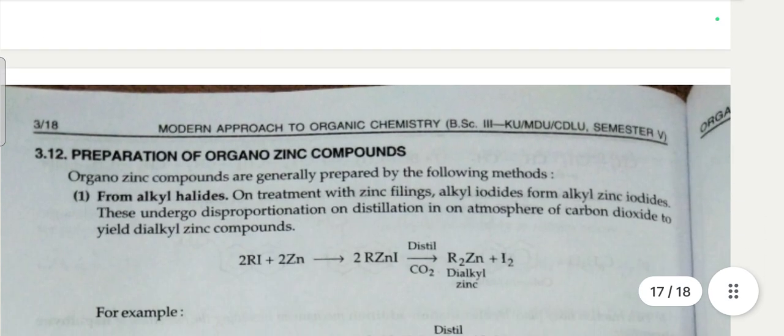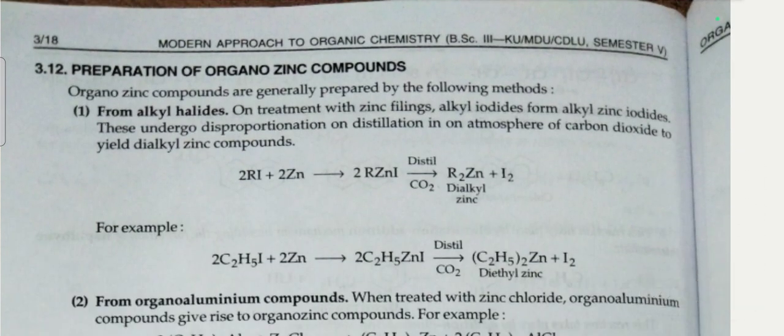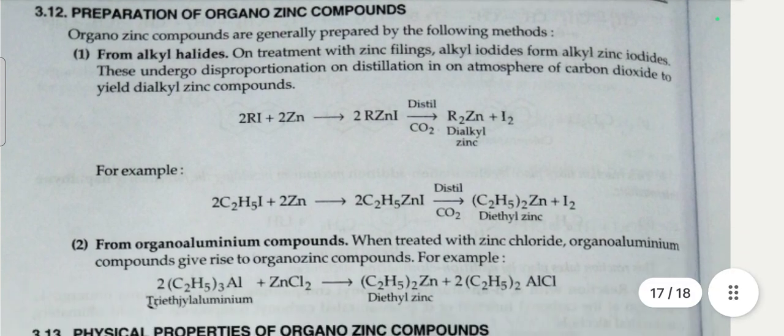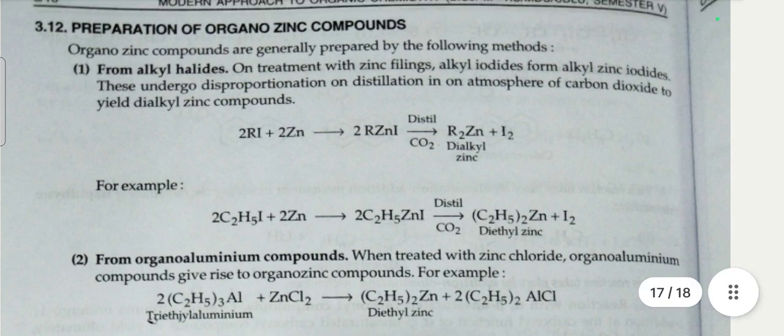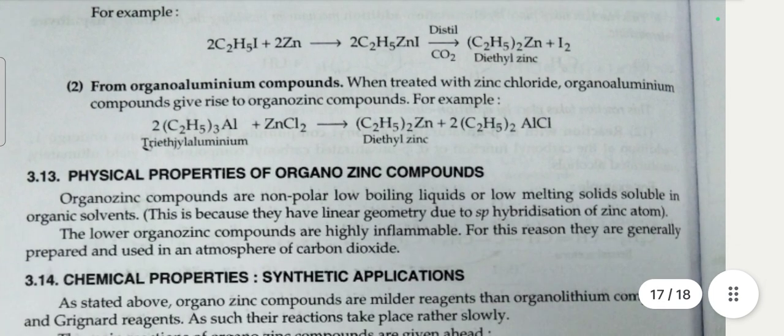Preparation of organozinc compounds. Organozinc compounds are generally prepared by the following methods. First, from alkyl halides. On treatment with zinc filings, alkyl iodides form alkyl zinc iodides. These undergo disproportionation reaction or distillation in an atmosphere of carbon dioxide to yield dialkyl zinc compounds. From organoaluminium compounds. When treated with zinc chloride, organoaluminium compounds give rise to organozinc compounds.